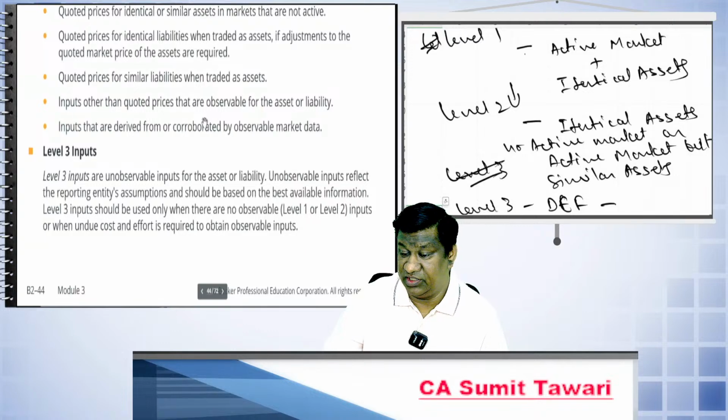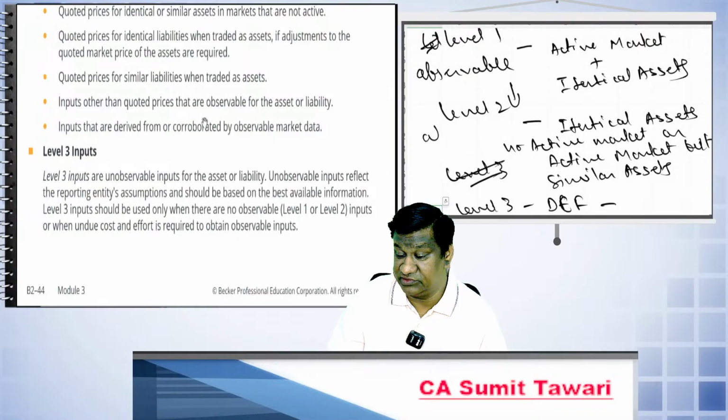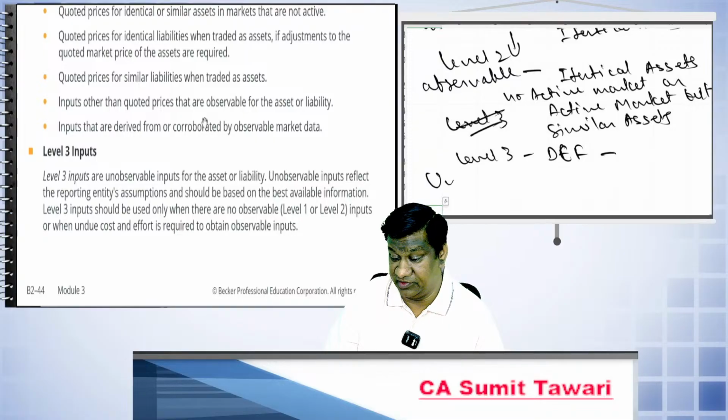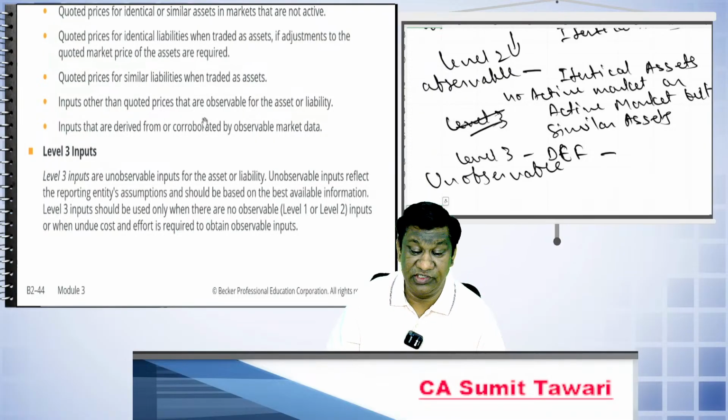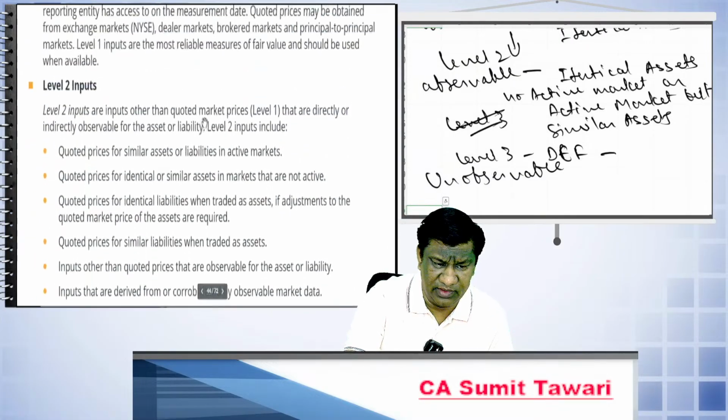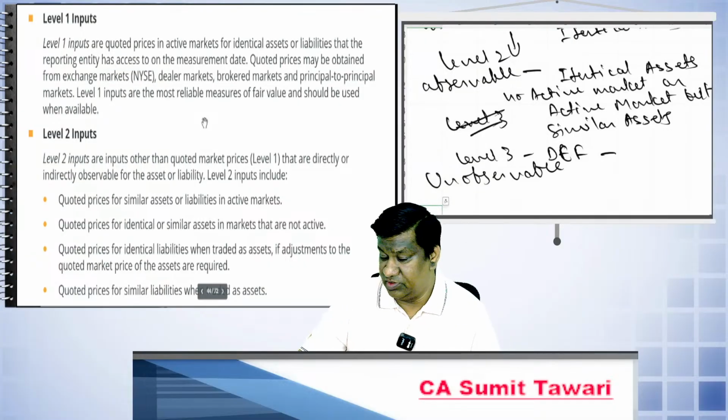Okay, so here there is one observable, meaning if you are getting some information, that we consider as observable, and the third one is unobservable, because we do not have any active information, so we need to calculate here. Okay, so level 1 again.